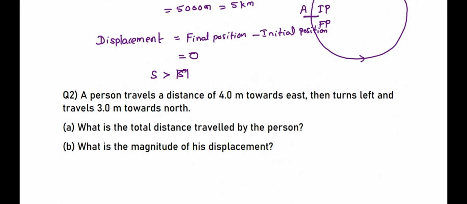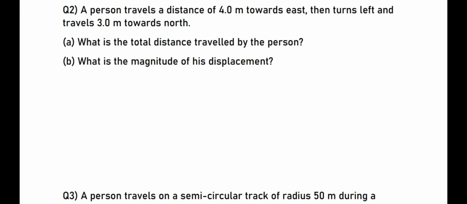Coming to one more numerical problem. A person travels a distance of 4 meters towards east, then turns left and travels 3 meters towards north. Assume that initially a person is standing here at point O. He has traveled 4 meters towards east and turns left, means like this.